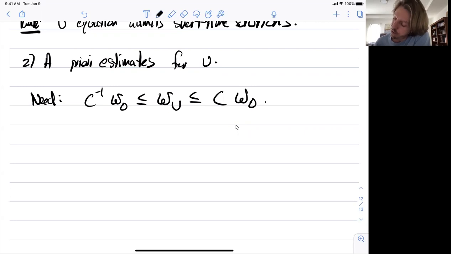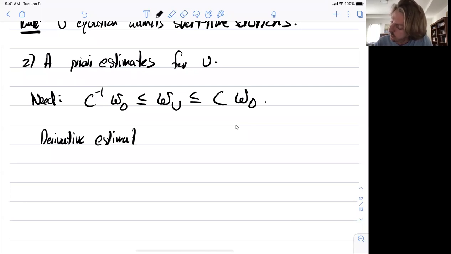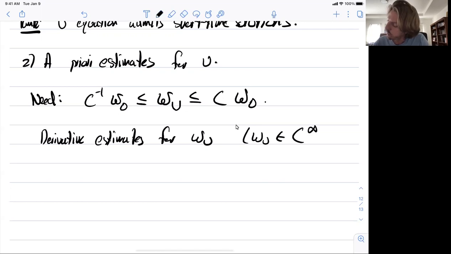So we need that the metric is uniformly bounded between, say, two background metrics, and then we also need derivative estimates for omega U. So we want to show this is in C infinity. It should be smooth and it should be sort of uniformly positive, so that it defines a metric.